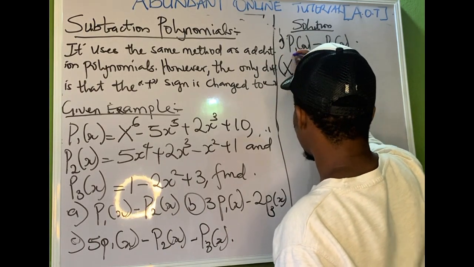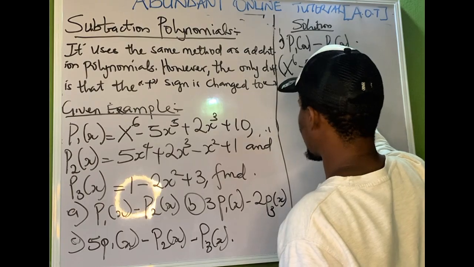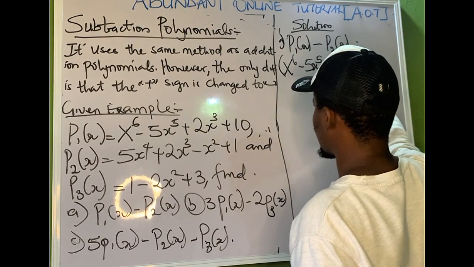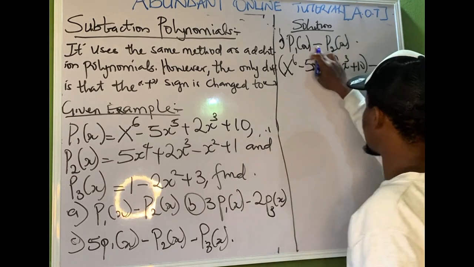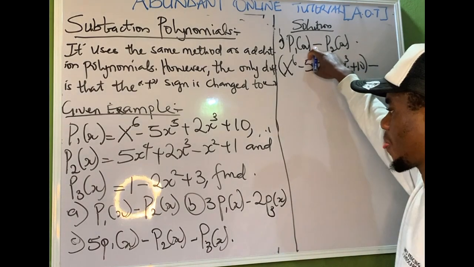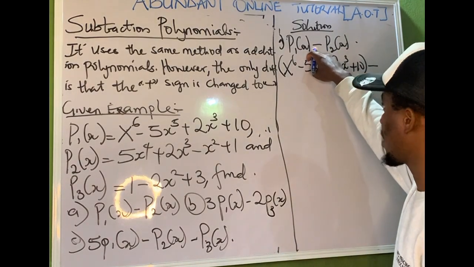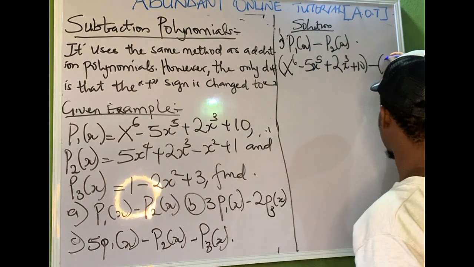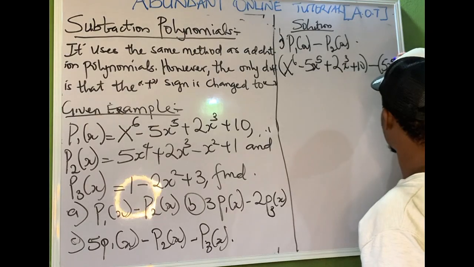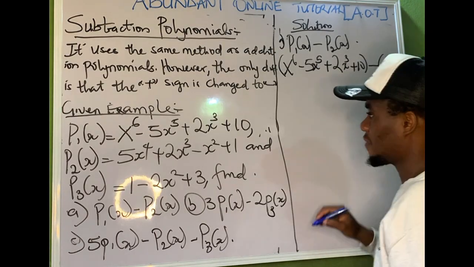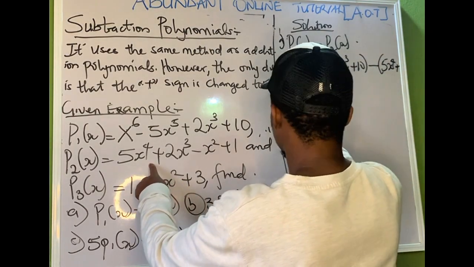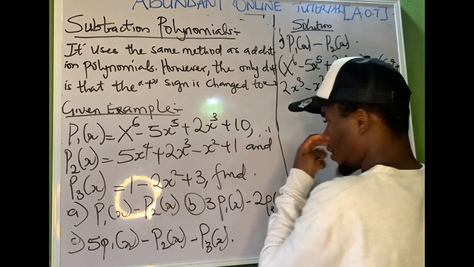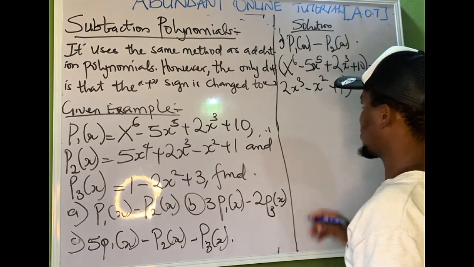Our p1 is x^6 minus 5x^5 plus 2x cubed plus 10, then minus, remember the minus sign, then p2, our p2 is open bracket 5x^4 plus 5x plus 2x cubed minus x squared plus 1. So close the brackets, and we are going to open the brackets now.